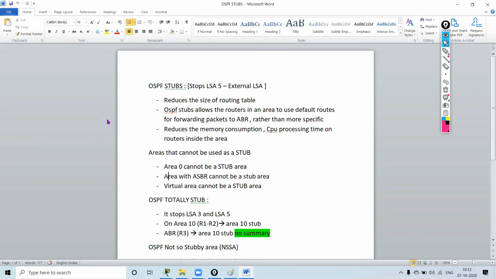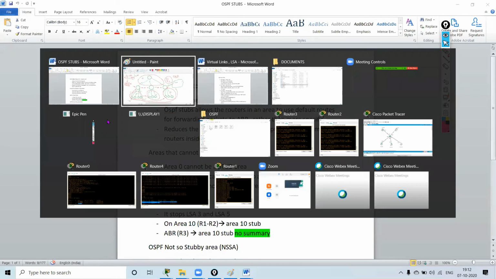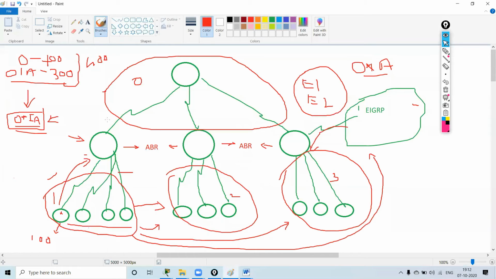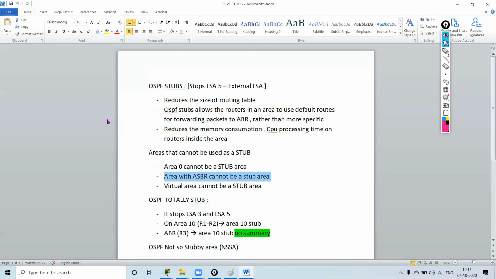Area with ASBR cannot be a stub area. Means in our example, we cannot make area 3 a stub area because it has an ASBR router. So area 3 cannot be a stub area. Virtual area cannot be a stub area. Understood?